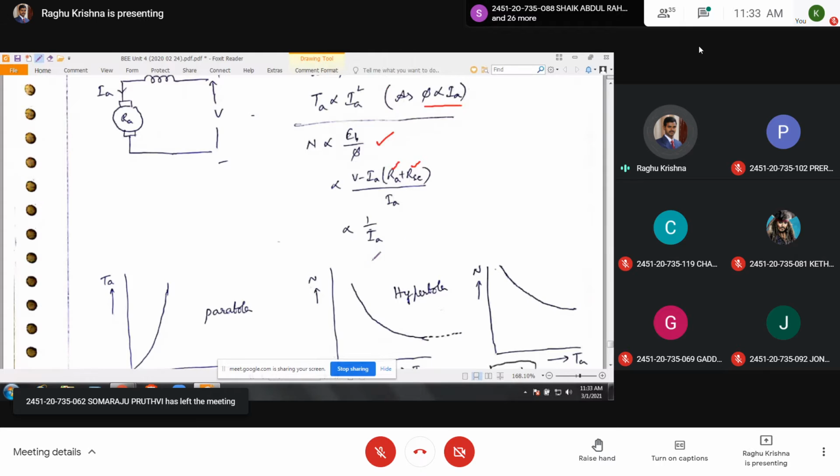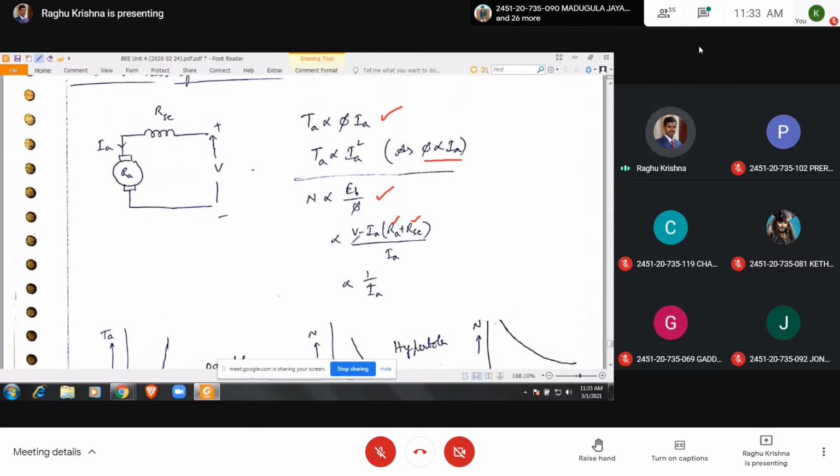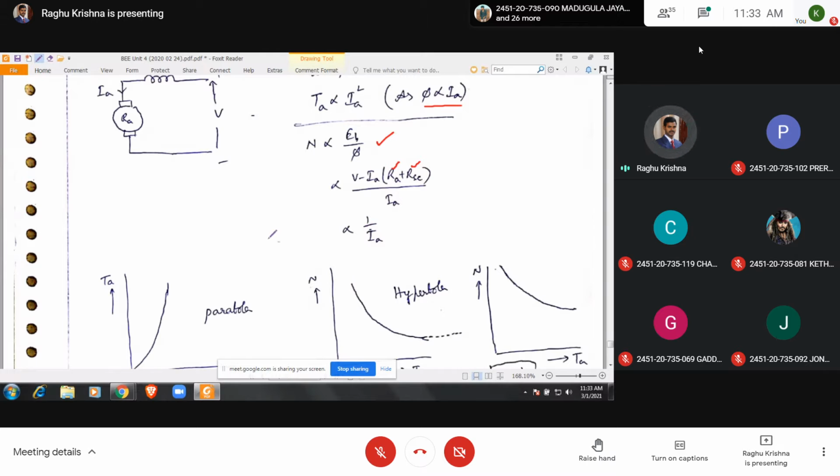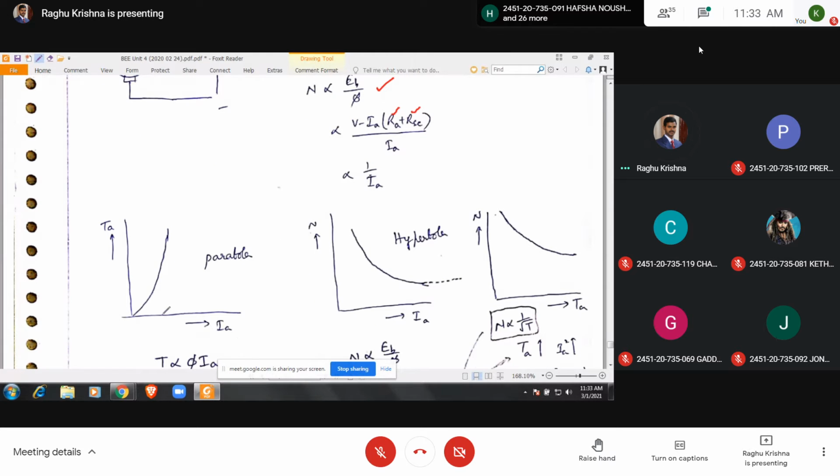Now let us see these characteristic curves. First, torque versus Ia. Torque is proportional to Ia square, so here you are going to get a parabola.